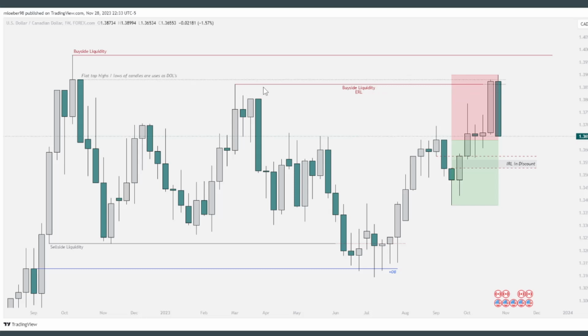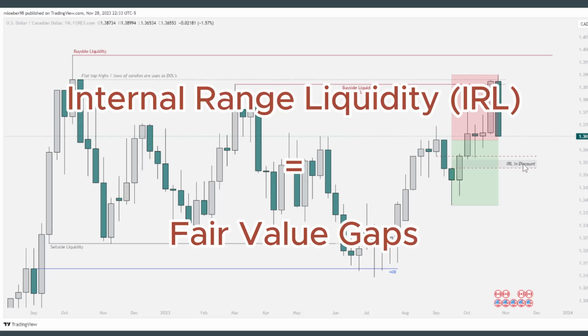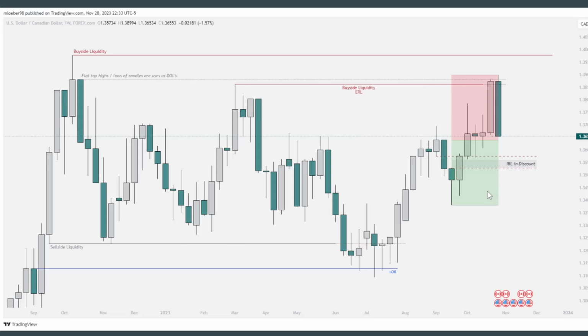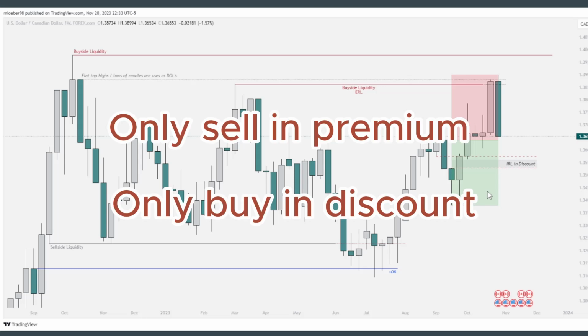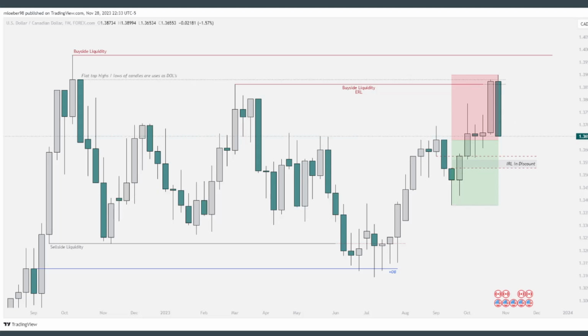this old high. And the way the market books price is it moves from external range liquidity down into internal range liquidity, and we're utilizing premium and discount because we want to make an understanding that we only long or buy in discount of a price swing, and we only sell in premium of a price swing.